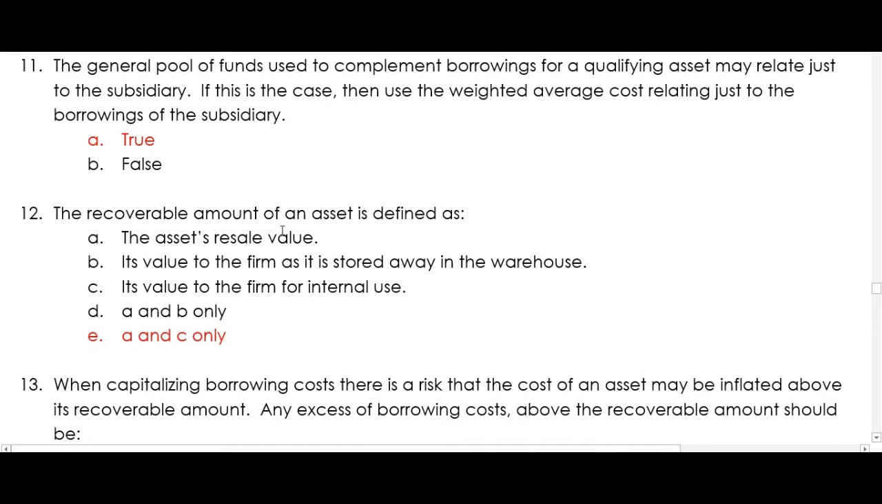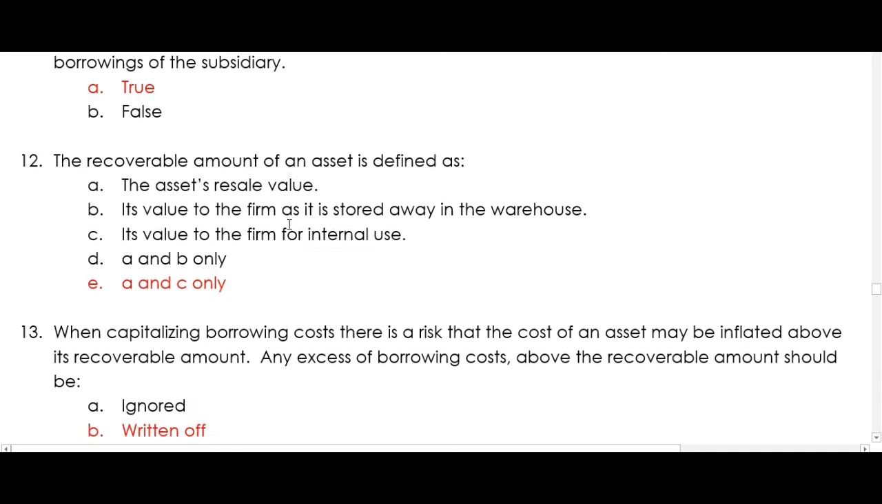11. The general pool of funds used to complement borrowings for a qualifying asset may relate just to the subsidiary. If this is the case, then use the weighted average cost relating just to the borrowings of the subsidiary. Okay, tama lang. So true ang sagot dyan kasi hindi mo naman pwedeng idamay yung parent or yung other related parties na hindi naman talaga related doon sa qualifying asset na kine-create mo kung separate FS ang pinag-uusapan.